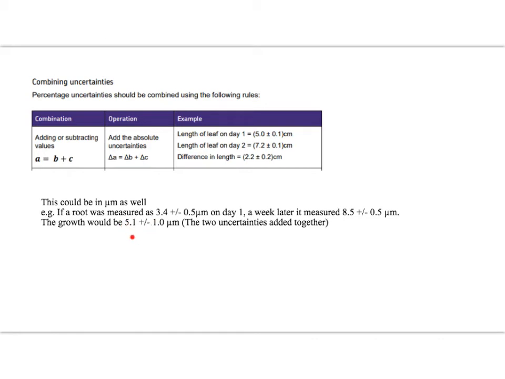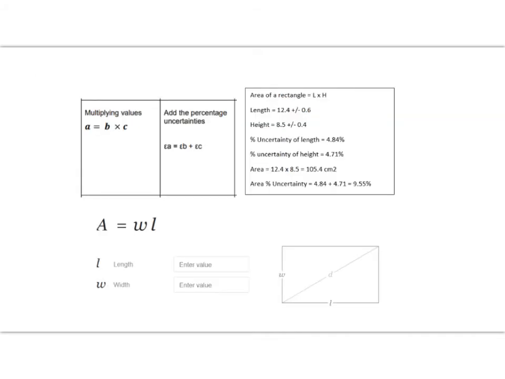So here we go. The difference, the growth, would be 5.1, and then you're adding the two uncertainties together to get plus or minus 1.0. The next type of percentage uncertainty is if you're multiplying values together.